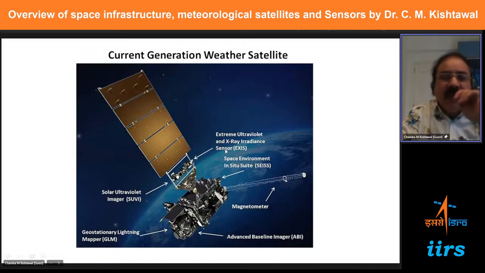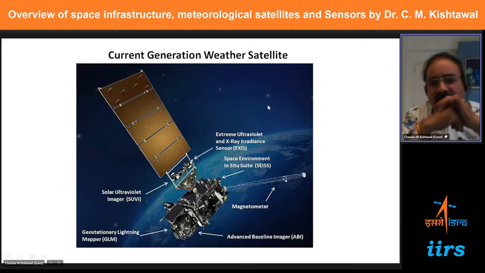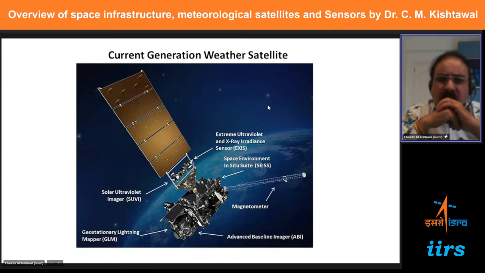As I told you in the beginning, we do not have X-ray and ultraviolet sensors right now, but the future generation or current generation satellites are also having these X-ray sensors. These X-ray sensors are used basically for space weather. Space weather means detecting high gamma ray bursts or high X-ray bursts from the sun and how they can affect our existing satellite missions.